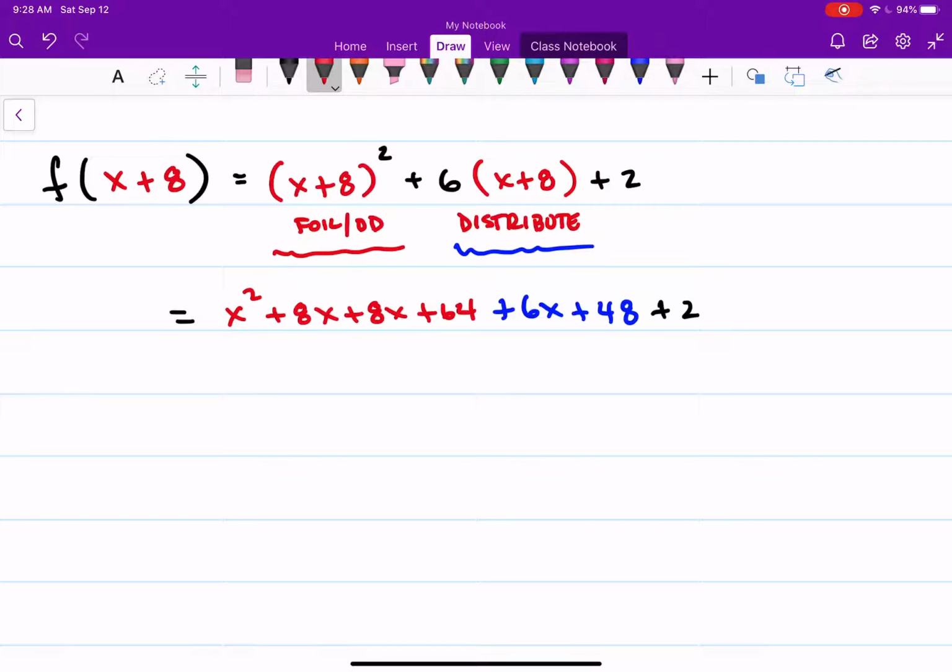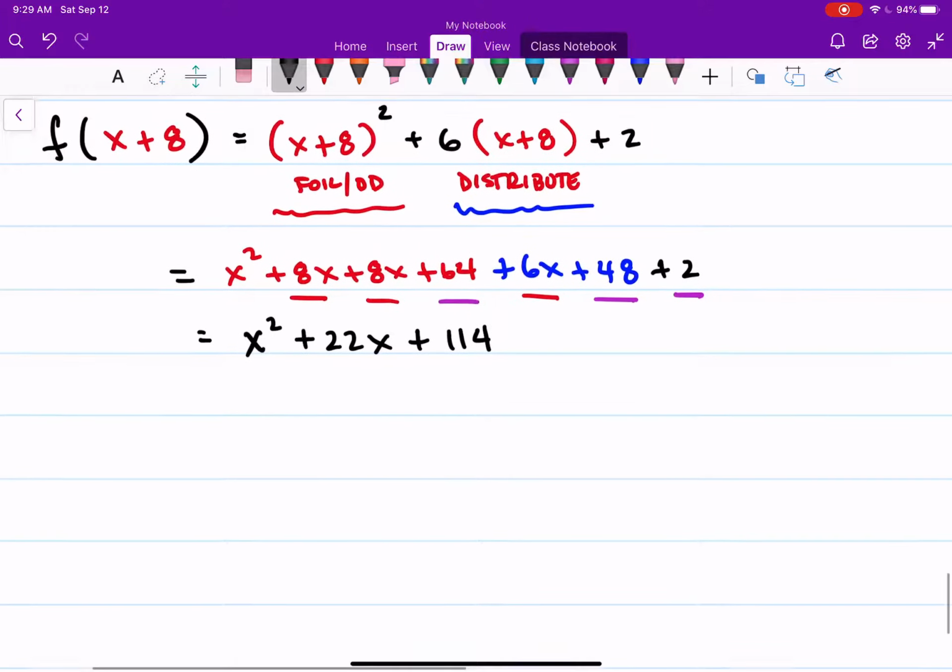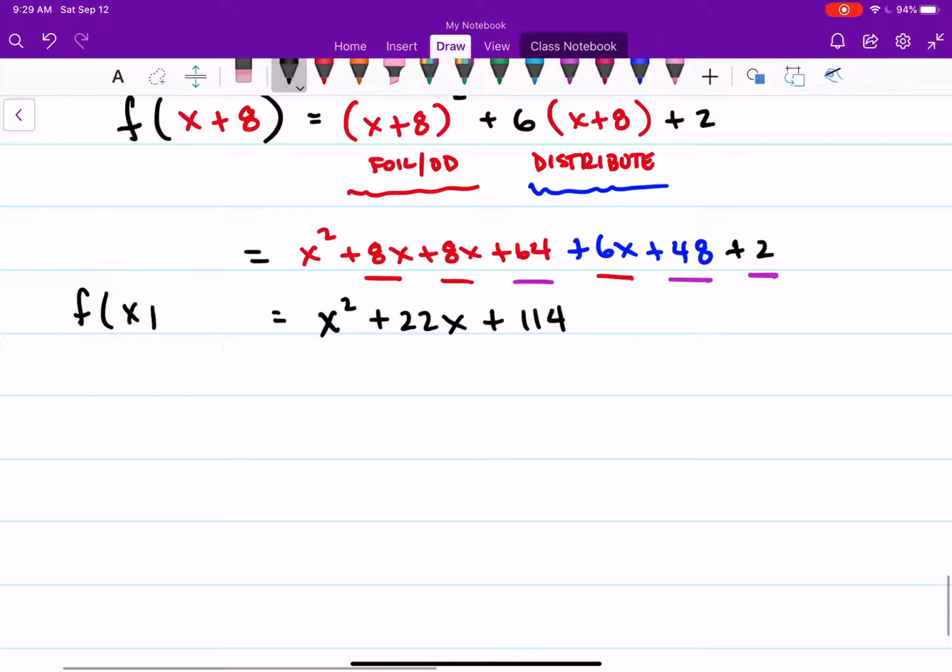All right, so now what do I need to do? I need to combine like terms. So if I look, I have 8x, 8x, 6x. And then if I look at the 64, I got 48 and the 2, and the x squared is by itself. So I'm going to have x squared. Let's see, I got 16 plus 6, which is 22x. 48 plus 2 is 50, plus 64 would be 114. Okay, so that means f of x plus 8 would equal x squared plus 22x plus 114. And that would be my answer.